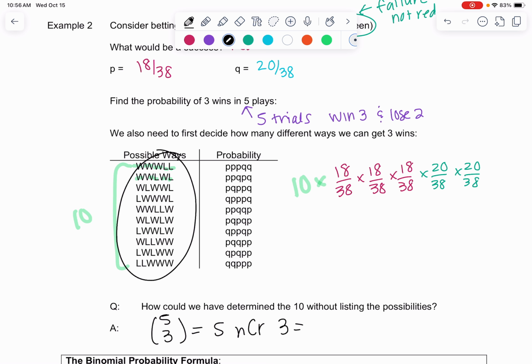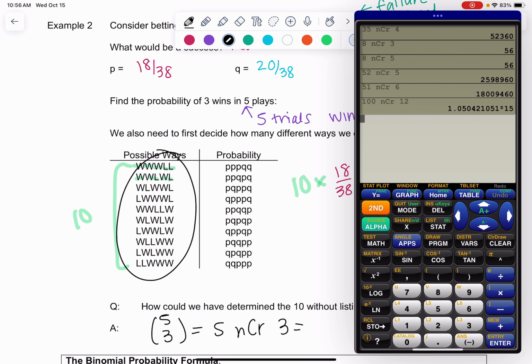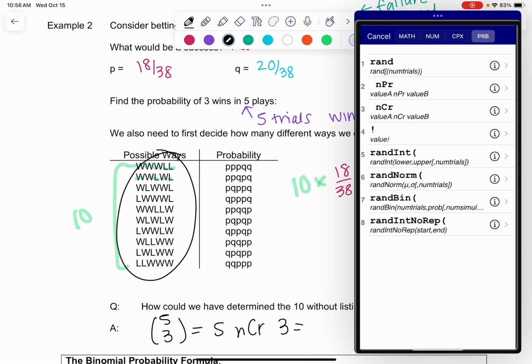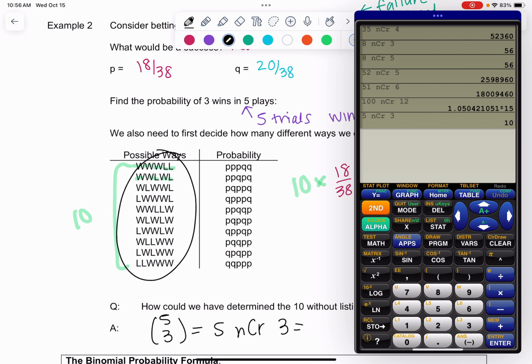It's telling us the number of ways it can happen. So 5 for 5 total trials, and we want to win 3 of them. So how many different ways can we win 3? 10 different ways. So that's kind of cool. So we never have to organize a table. You can, but you'll likely miss some options, and some of them are going to be even more options. So this new function tells us the number of ways something can happen.